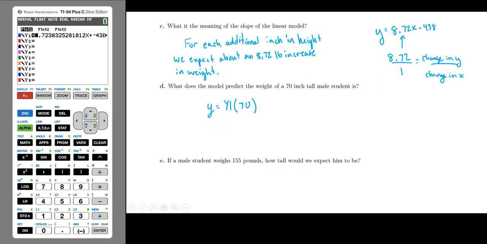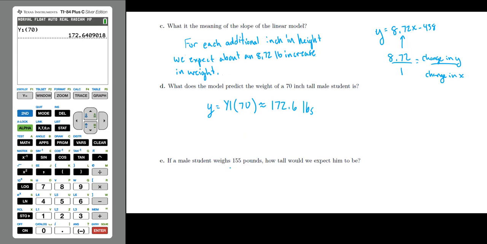So in your calculator, you can just go back to your home screen and then pull up y1, go ahead and do the vars, yvars function y1. So you can get that on your home screen. And then in parentheses, just put 70. That'll be telling your calculator, go get the equation, put 70 in for x, and tell me what the y value is. And what we get here is a y value of about 172.6 pounds.